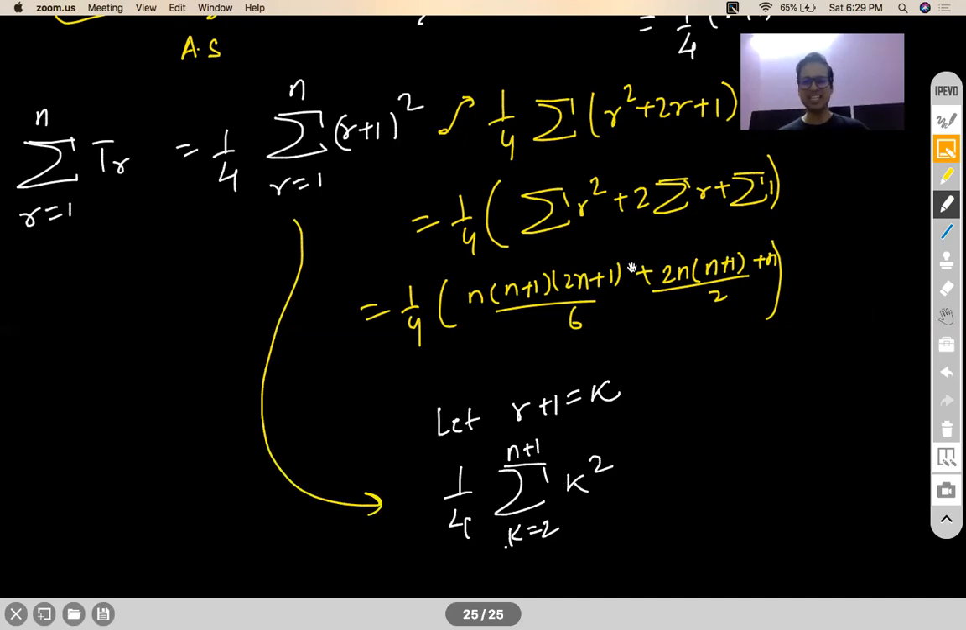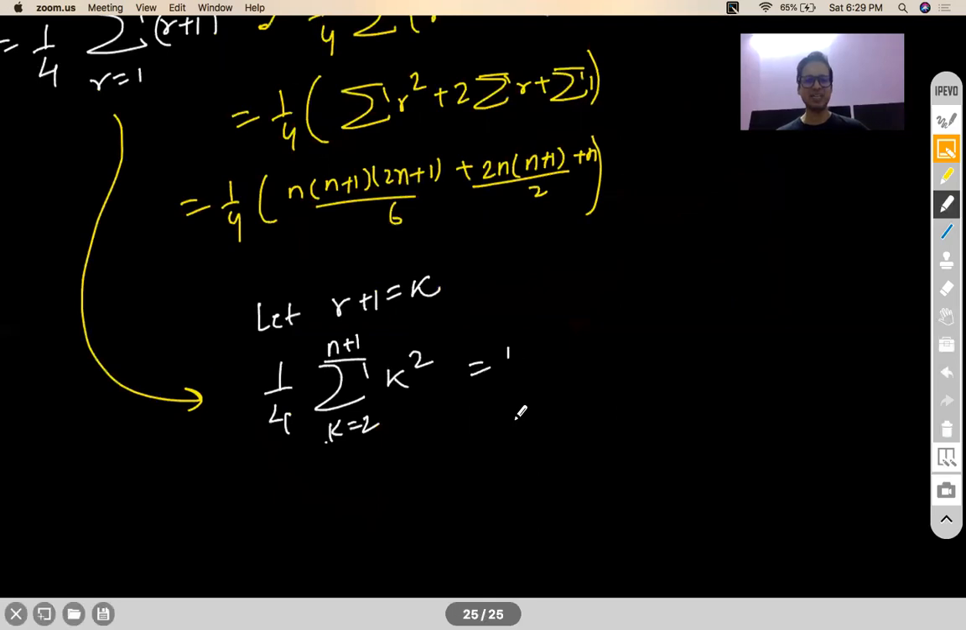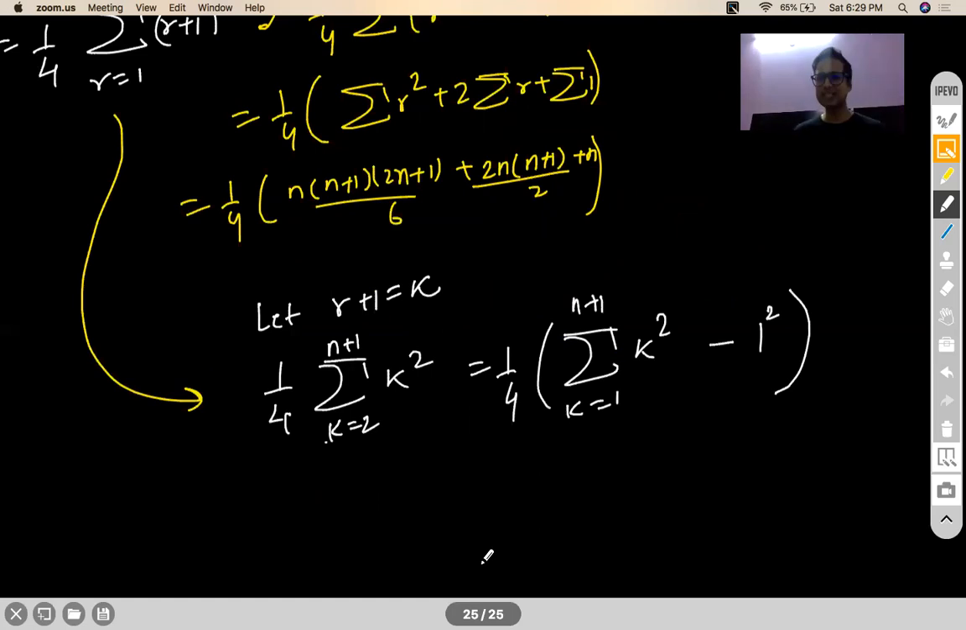So can I do it like this? Can I say it's 1/4 summation of k square from k equal to 1 till n plus 1 minus 1 square. So what I did, instead of starting from 2, I started from 1. But because I'm starting from 1, I have to subtract the square of the first term, or k square for k equal to 1, isn't it? Because I'm starting little early. I have to start from 2, but I'm starting from 1 only.